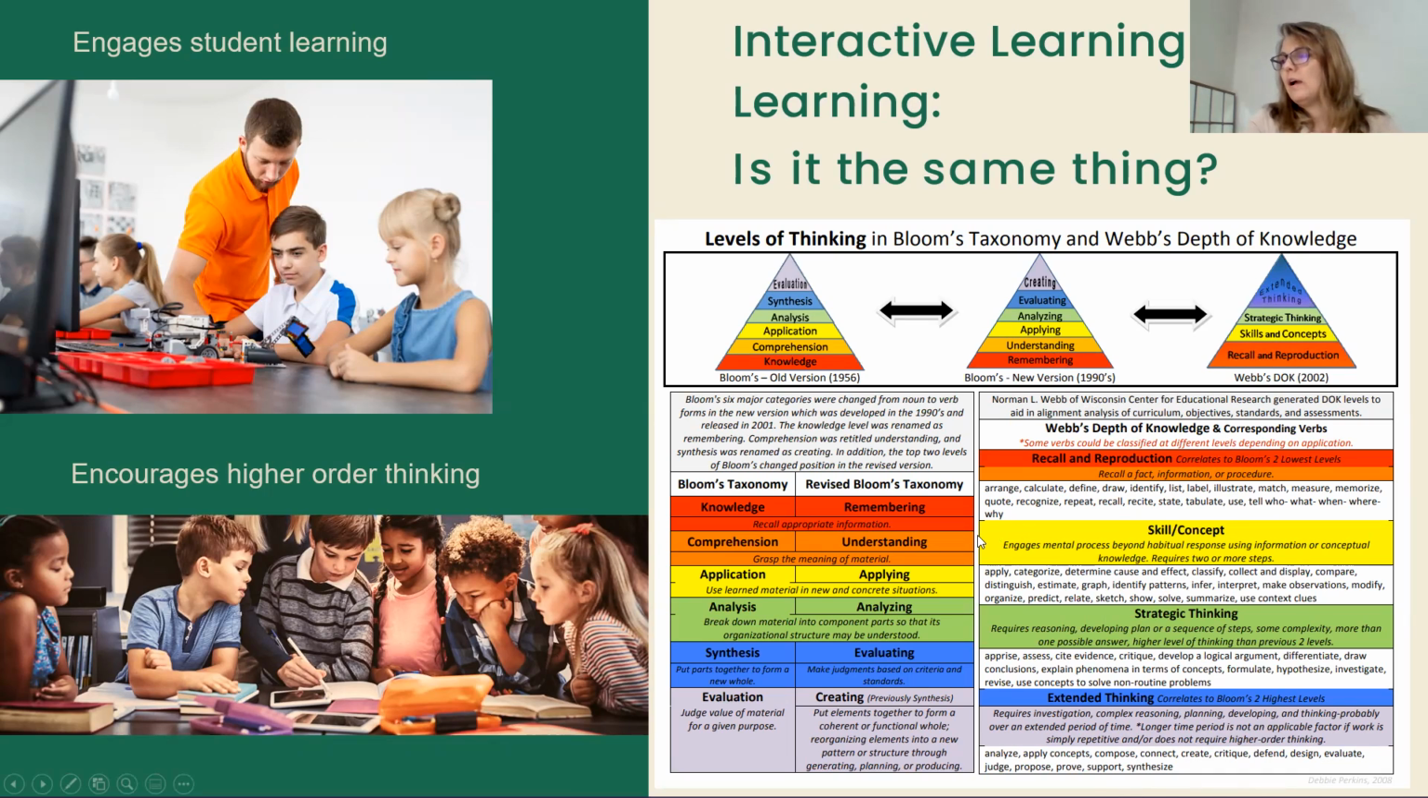And if you Google Bloom's taxonomy, I like to Google Bloom's taxonomy verbs, and you get all kinds of different charts and verbiage on how to use different verbs in writing discussions, and how to write activities, and how to use some of these higher order thinking skills. And when it comes to interactive and active learning, it's these higher order level thinking skills that you want to think about when you're creating your interactive and active learning activities in your classroom.